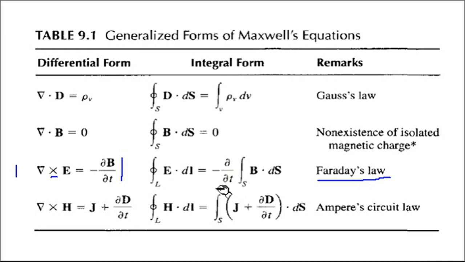Remember, this E bar dot dl bar is with respect to del cross E bar. So this is the vector I am talking about, E bar. The closed line integral of the same vector with respect to the line is minus dou by dou t of the open surface integral of B bar dot ds bar. So this is first Faraday's law.